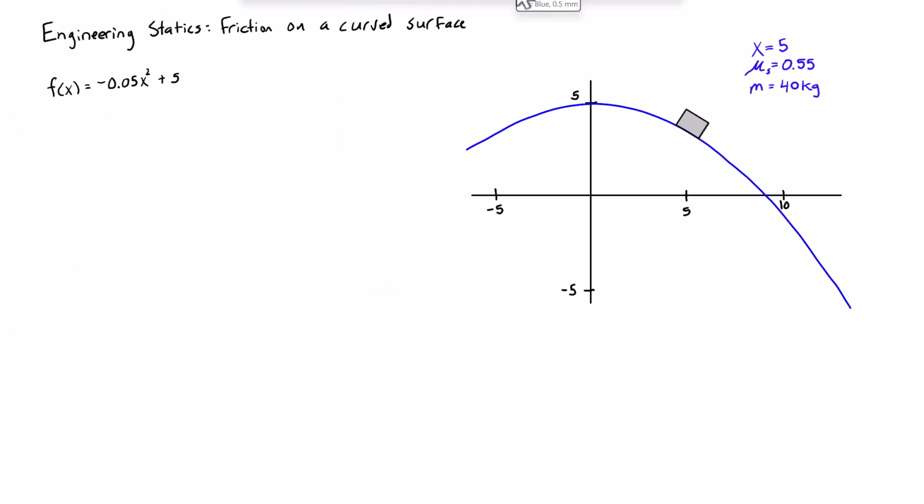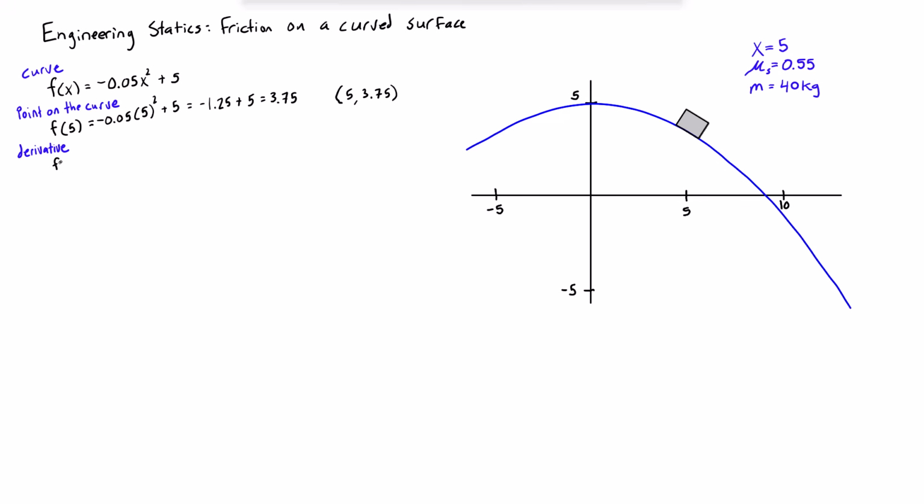So the curve that we're given is f of x is equal to negative 0.05 x squared plus 5. The first thing that we're going to do is find the point on the curve where the block is sitting, and we do that by plugging 5 into f of x. Technically, we don't need to solve that, but it's just nice to know. And if you wanted to write the equation of the tangent line, then you would need that point. But in this problem, we only actually need the slope, so we're going to do that by finding the derivative.